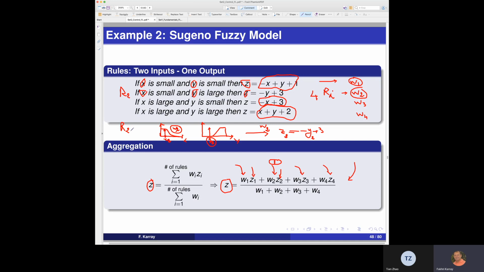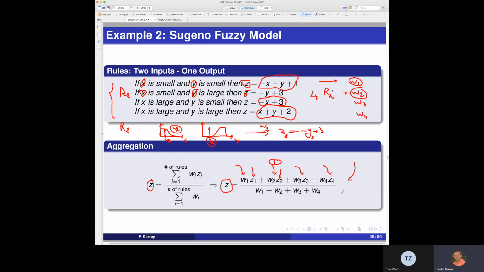So we expand exactly what we have seen for rule 2 for all the rules that we have in the representation of this particular system. And then we compute omega 1 z1 plus omega 2 z2 plus omega 3 z3 plus omega 4 z4. So for z2, for instance, z2 here is equal to minus y2 plus 3, okay? And then we multiply it by omega 2, which is equal to 1. So this is for one particular rule, and we expand it for all the rules.